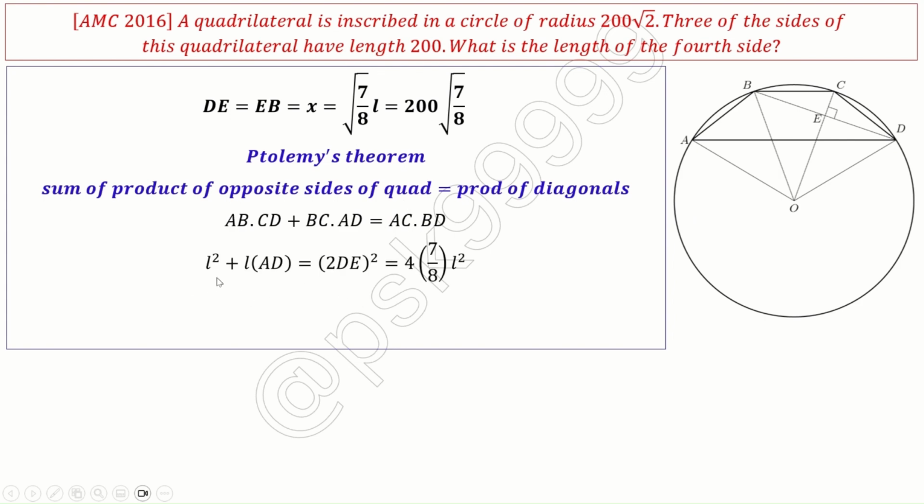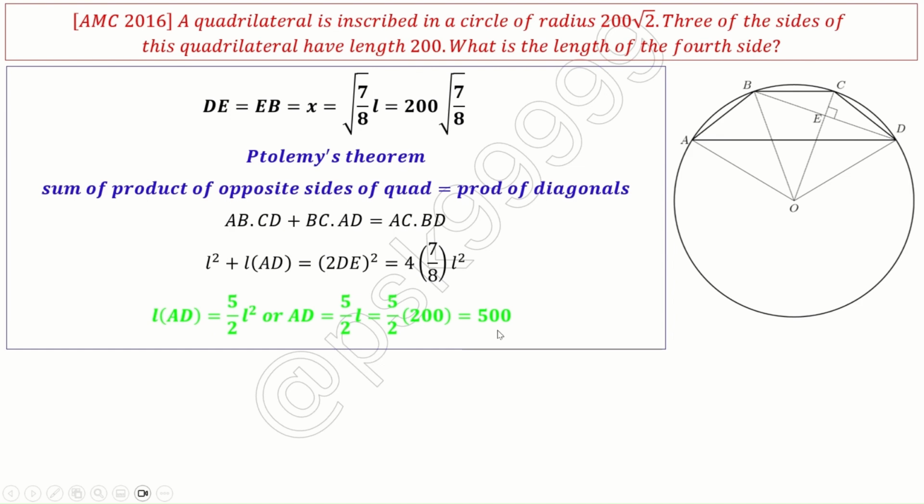So L square plus L into AD. AD is the only unknown here. This is equal to, AC and BD being the same, 2 DE whole square, which is nothing but 4 times 7 by 8 L square. Now you simplify this and find out AD. AD is nothing but 5 by 2 L. L is 200, so 5 by 2 into 200, which is 500.